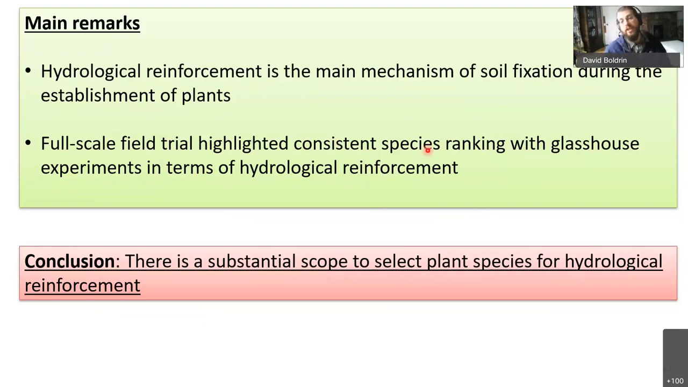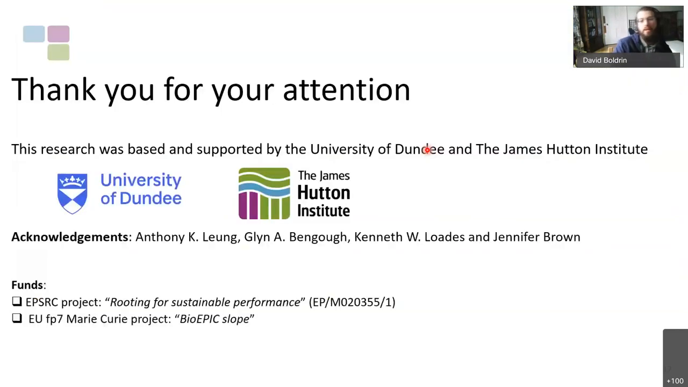in addition to the selection of species for root mechanical reinforcement on the base, for example, of root architectural traits and root biomechanical properties. So we can use these new traits to identify species that are functional to provide hydrological reinforcement. So thank you for your attention.